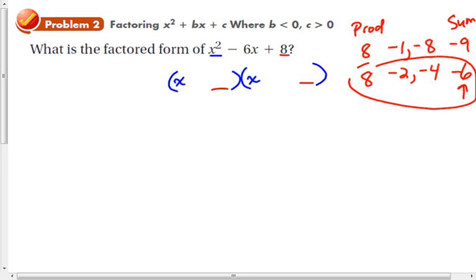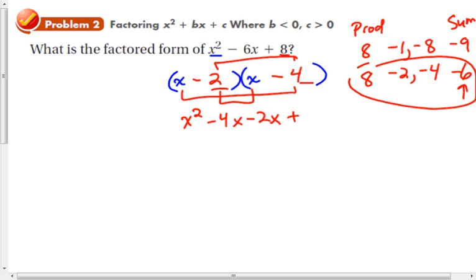So we're going to do x minus 2, x minus 4, and then I'll just check it to make sure it works. Outside 2 give me minus 4x, inside 2 give me minus 2x, and my last two give me plus 8. And negative 4x minus 2x is minus 6x plus 8, so it checks out. All right, you try that.